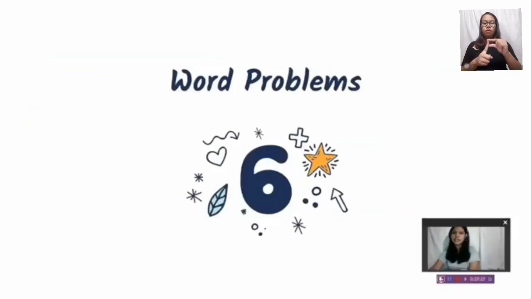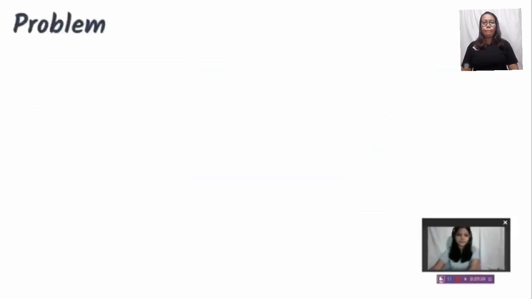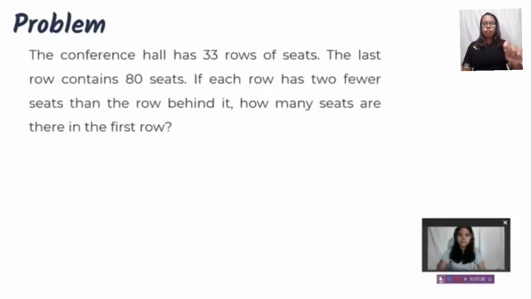Now let's go to the last part of the lesson for today: solving word problems. Our first problem. The conference hall has 33 rows of seats. The last row contains 80 seats. Each row has two fewer seats than the row behind it. How many seats are there in the first row?